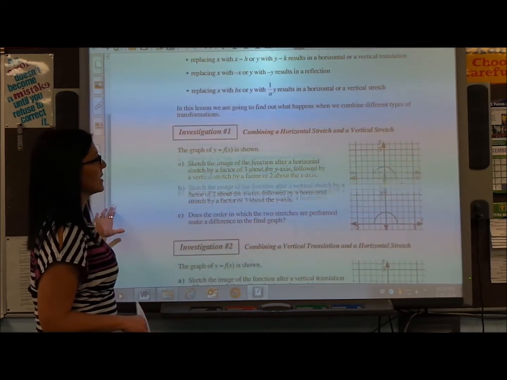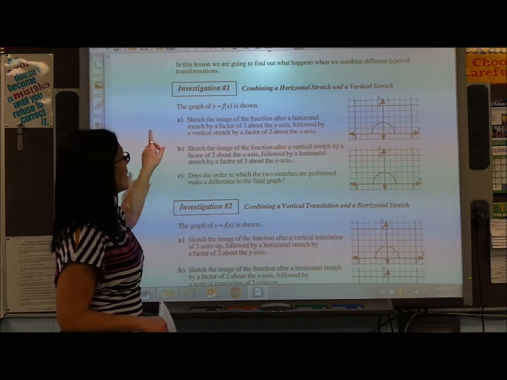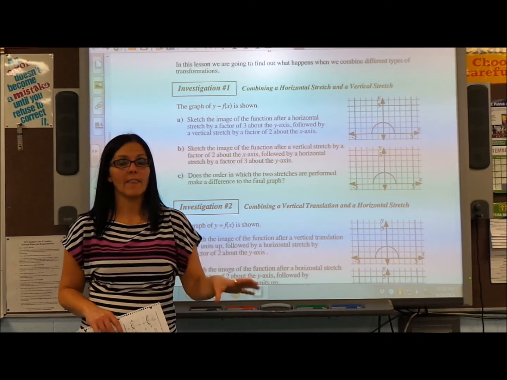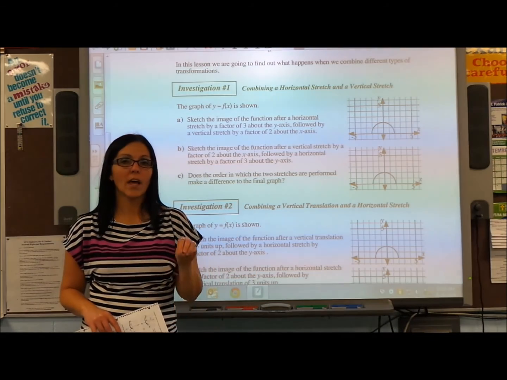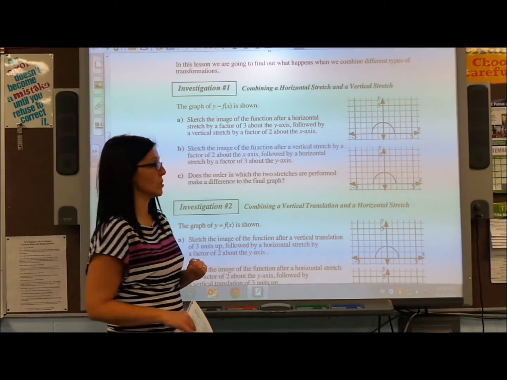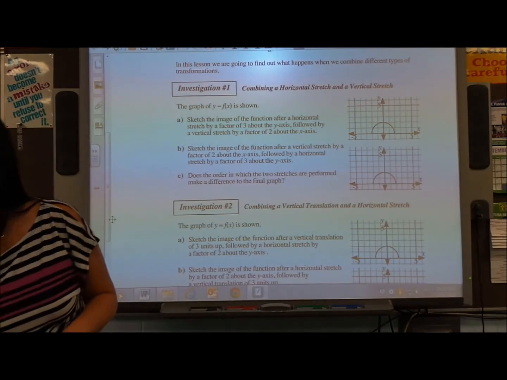So what we're going to look at is we're going to combine different types of stretches and see what happens. I'm going to walk you through investigation number 1, and then I want you to pause the video and try to do investigation number 2 on your own, and then I'll go through investigation number 2. So in investigation number 1, we have the graph of y equals f of x.